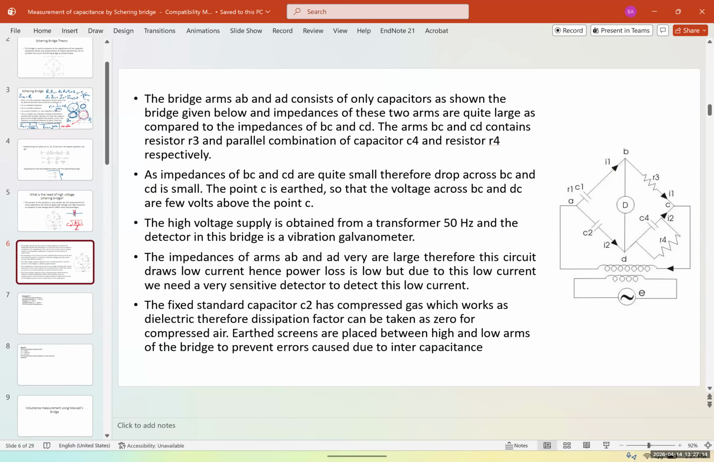Again, AB and AD are high impedances, in contrast with BC and DC, which are low impedances. Therefore, the voltage difference between points B and C and D and C are going to be relatively small. And therefore, we need a very accurate and sensitive detector. The fixed standard capacitor C2 has compressed gas, which works as dielectric. Therefore, dissipation factor can be taken as 0 for compressed air. Earth screens are placed between high and low arms of the bridge to prevent error caused due to intercapacitance.